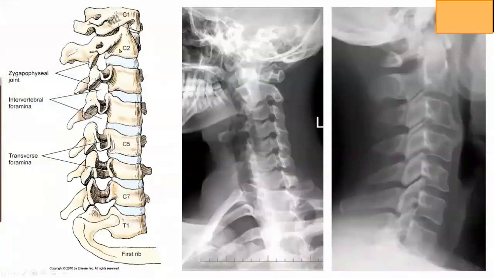So, as I was explaining just a second ago, here is C2, here's C3, and in between, anterior to the zygapophyseal joint, or the inferior articular facet, and the superior of the vertebrae below, lies a circle. That is the intervertebral foramina. This is in an oblique view. For us to be able to visualize through the intervertebral foramina, we must rotate that patient 45 degrees.